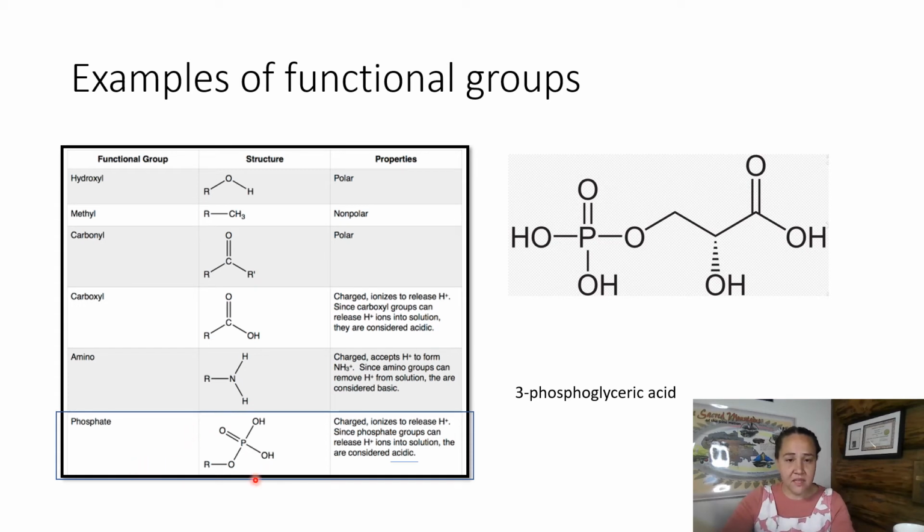Phosphate is the functional group that has a phosphorus attached to oxygens. Oh, sorry, it's double bonded to one oxygen and single bonded to 3 oxygens. It also is considered acidic because it can lose a proton to whatever solution that it's reactive with. The biological molecule that has this phosphate group is 3-phosphoglyceric acid.